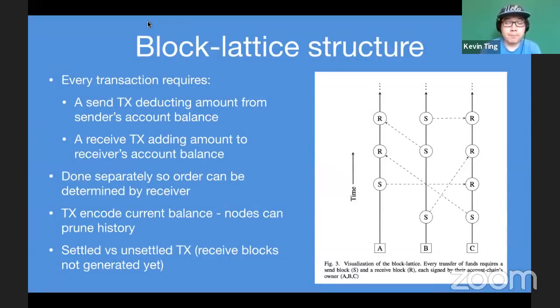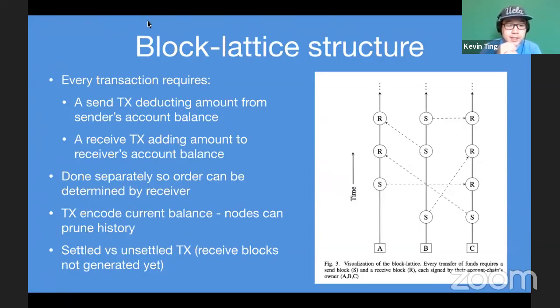The second thing is this very big block lattice structure. Every transaction requires two things: a send transaction that deducts an amount from the sender's account balance, and a receive transaction on the receiver's account chain that adds that amount to the receiver's account balance. So these are done separately, and the order can be determined by the receiver. If you receive 3 separate send transactions at the same time, you can order them as you please, and the balance should add up regardless at the end.